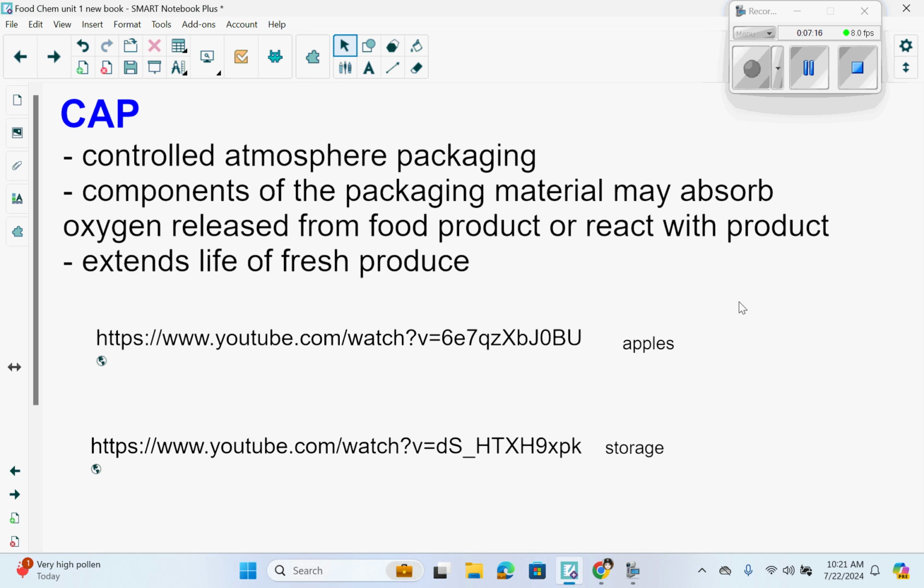CAP, this is controlled atmosphere packaging. Components of the packaging material may absorb oxygen released from the product or react with the product. This extends the life of fresh produce. So I do show this in class.